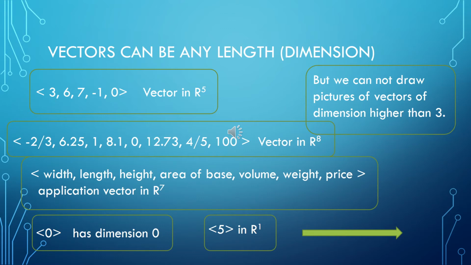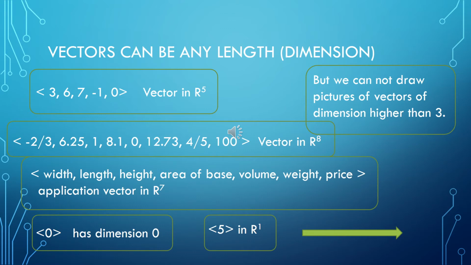Why would we want vectors in higher dimensions? Well, projects can contain a lot of variables. For example, you might have a product that has a width and a length and a height and an area of a base and a volume and a weight and a price. All of those variables might be something you're studying. And so if you list them all, you've created a 7th dimensional vector.